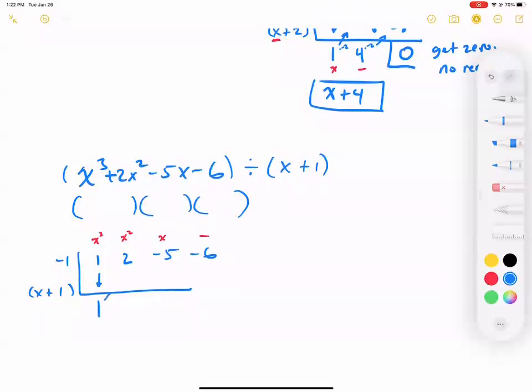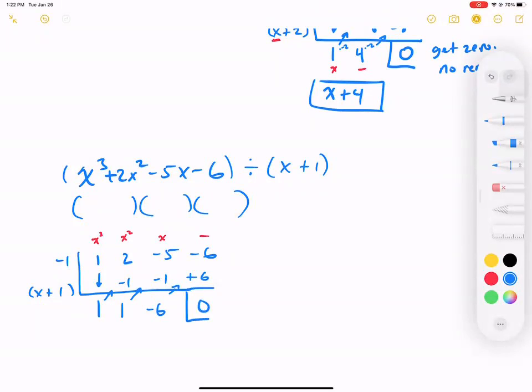I go up. 1 times negative 1 is negative 1. 2 plus negative 1 is 1. Bring it up. 1 times negative 1 is negative 1. Negative 5 minus 1 is negative 6. Bring it up. Negative 6 times negative 1 is positive 6. All done.